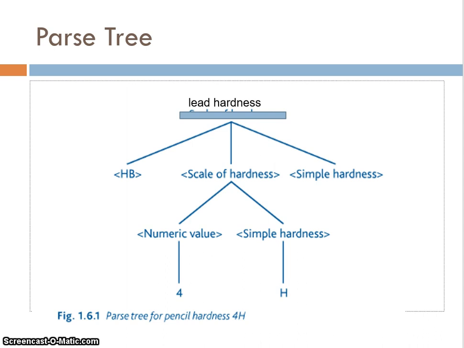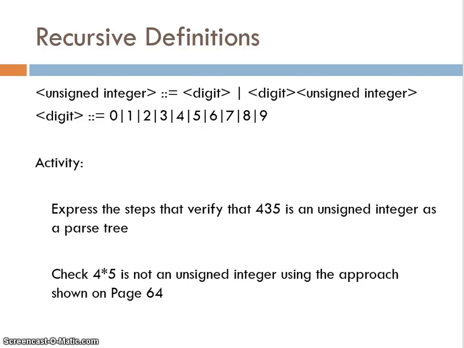We can bring in the topic of recursion into our BNF, which makes it more powerful than regular expressions. For example, an unsigned integer could be a digit. So it could be 1 of 0, 1, 2, 3, 4, all the way to 9. Or it could be a digit followed by an unsigned integer. So imagine we're looking at 435. 4 is a digit, so we send 35 back to itself. And is 35 a single digit? No, it's not. It's a digit followed by an unsigned integer. So then we take the 3 and the 5 gets sent back to it, in which case we reach our base case.